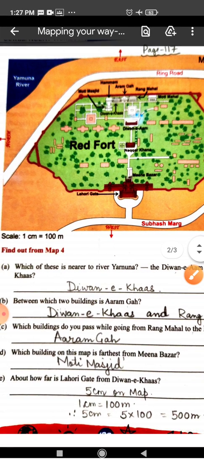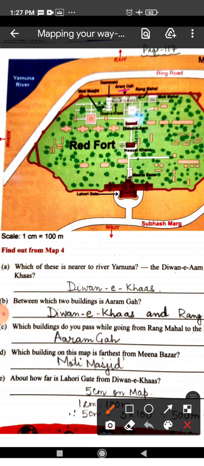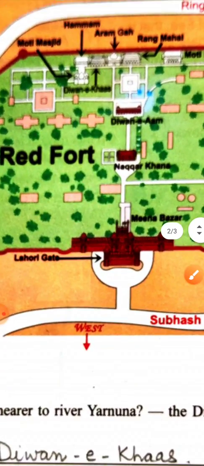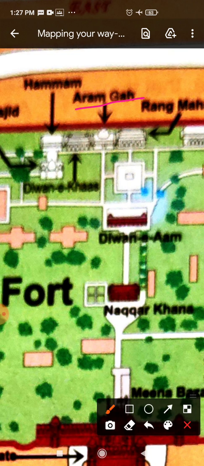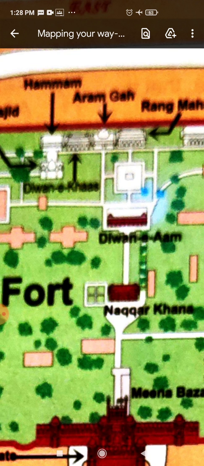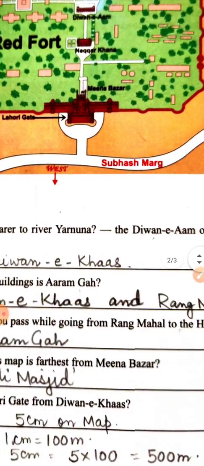Now, the second question is, between which two buildings is Aramgah? Children, this is Aramgah. And this building is Rang Mahal. And this building is Diwane Khas. If you see the detailed picture like this, this is Aramgah, and Aramgah lies between Diwan-e Khas and Rang Mahal. So the answer will be Diwan-e Khas and Rang Mahal.